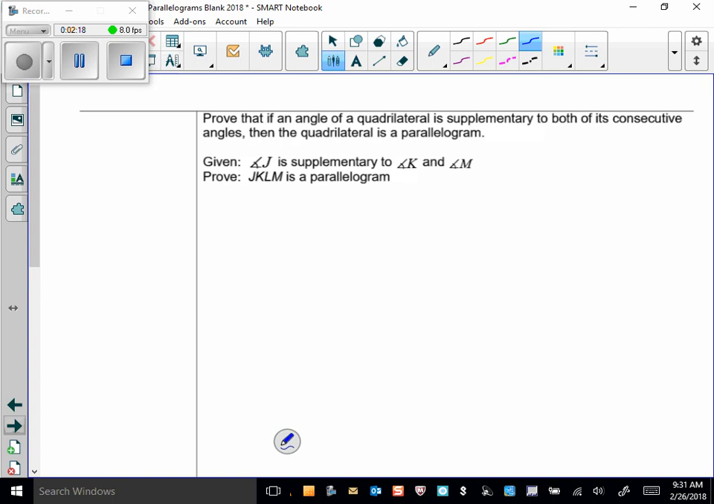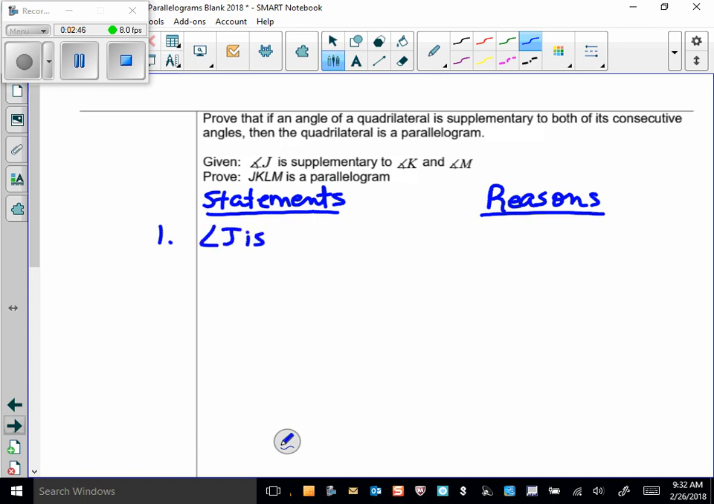So we've got to do some examples here, and we're going to start with a proof. Prove that if an angle of a quadrilateral is supplementary to both of its consecutive angles, then the quadrilateral is a parallelogram. So we're proving the theorem that we just learned on the other page, which of course means we can't use that theorem in our proof. All right, 1, write down the given. Angle J is supplementary to angles K and M.